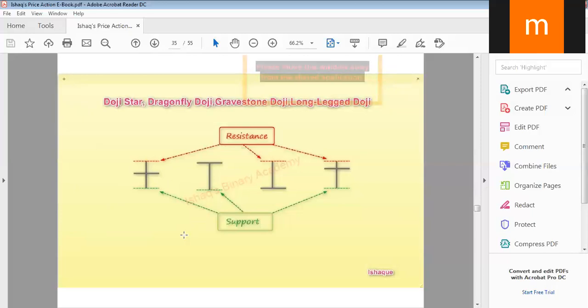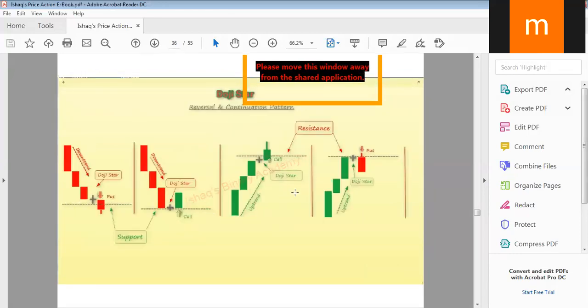If any doji appears and you are in a strong trend, follow the trend. It may be a continuation sign, it may be a reversal sign. How do we identify these dojis? These are the concepts of dojis. If a doji appears at a support or resistance level, the price may change direction. If there is no support or resistance, it will continue.